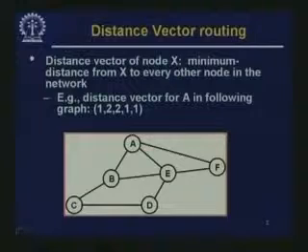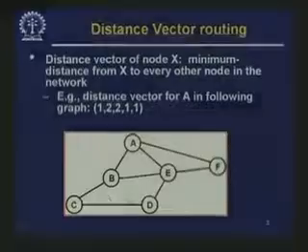Now, the distance vector of node x is the minimum distance from x to every other node in the network. For example, the distance vector for A in the following graph is 1 2 2 1 1. That means, for B it is a distance 1, for C it is a distance 2, for D it is a distance 2, for E and F these are distance 1. So, 1 2 2 1 1 from A, these are the distance vectors.